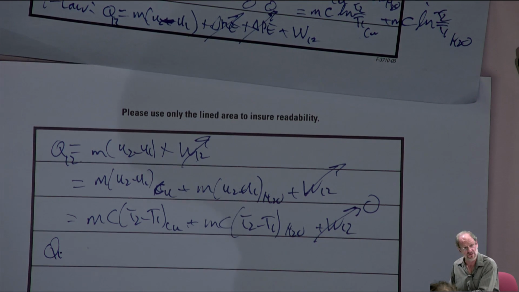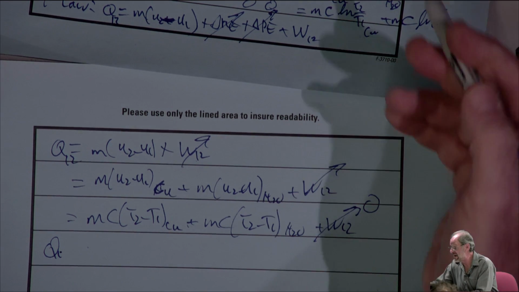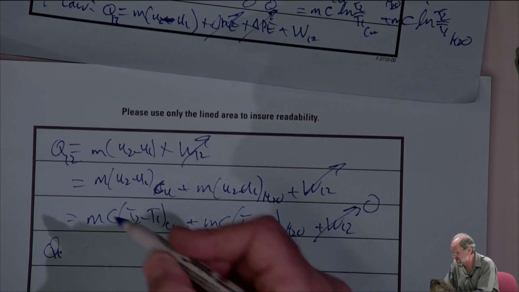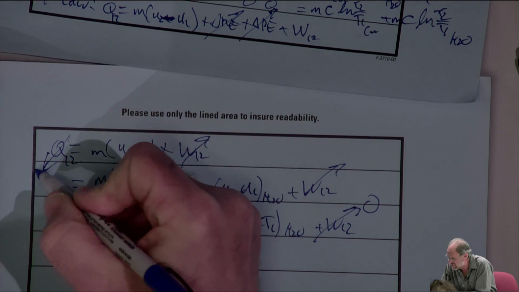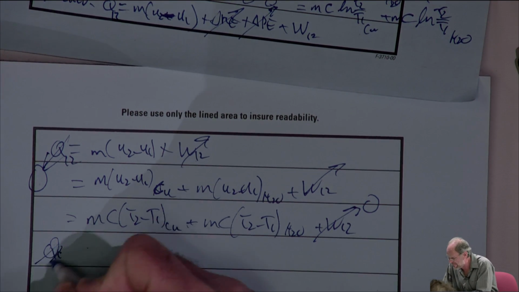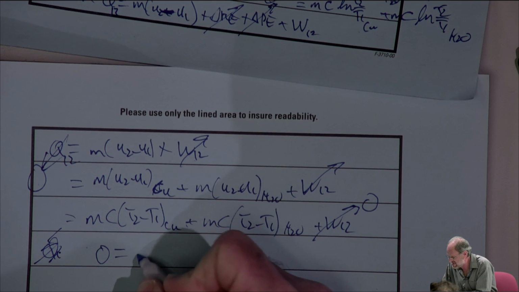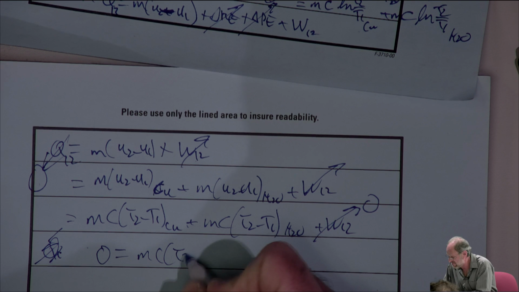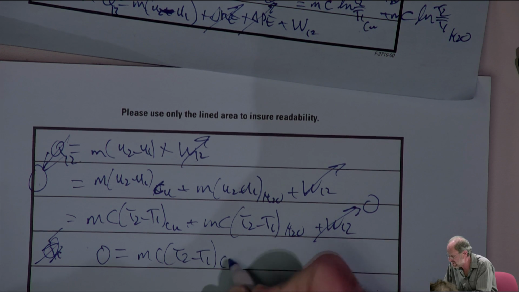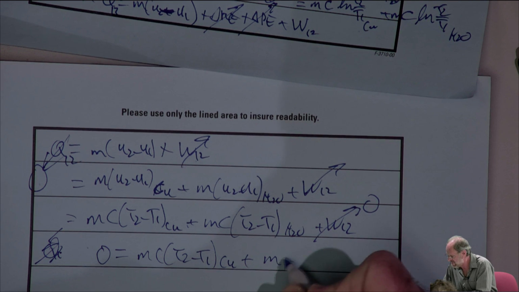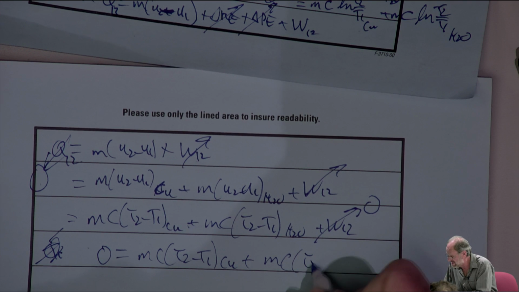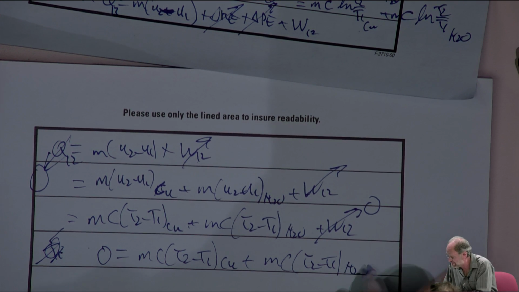Oh, what about the heat transfer? It's also 0, isn't it? It's well insulated. Q is equal to 0. So I really should have gotten rid of this term up there as well. So the equation we really have to solve for is that 0 equals MC times temperature change for the copper plus MC times temperature change for the water.